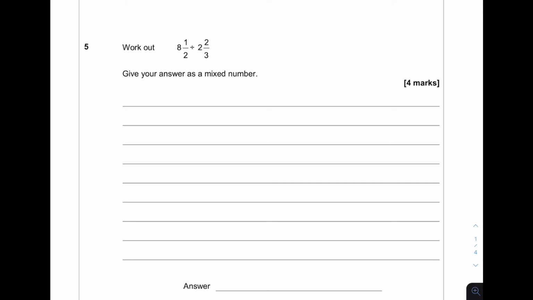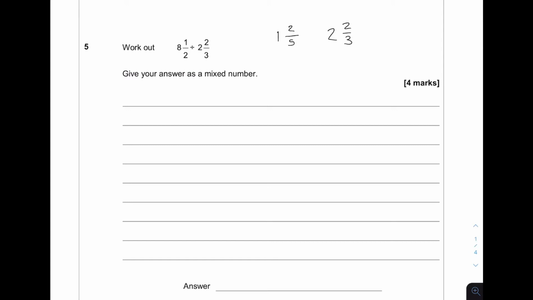When a question asks for a mixed number, they mean it in this format that it's given in the question. So you'll have a whole number, say 1, and then a fraction after it, say 2/5, or 2 2/3. So when they ask for a mixed number, they just mean a whole number followed by a fraction.